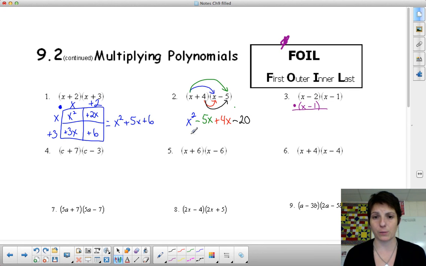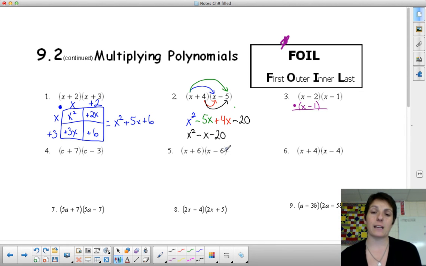Then we simply combine like terms. X squared does not have any like terms. Negative 5x and positive 4x to get negative 1x. And negative 20 has no like terms, so minus 20. In class, I asked you to recall how these 4 multiplications are the same 4 multiplications we did in our box method. They just are in a horizontal line, and we used arrows as an organizational tool. So we did the exact same 4 multiplications. We just formatted them and laid them out in a different location.